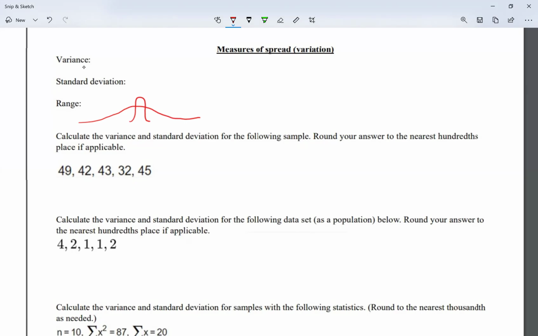For us to know how spread they are, we're going to get the biggest number from our list, the biggest number minus the smallest number. So it's just a simple subtraction: the biggest number minus the smallest number. That's what we're going to call range.